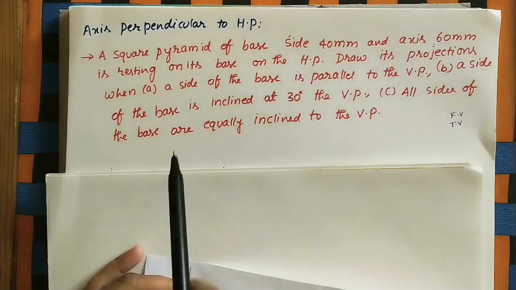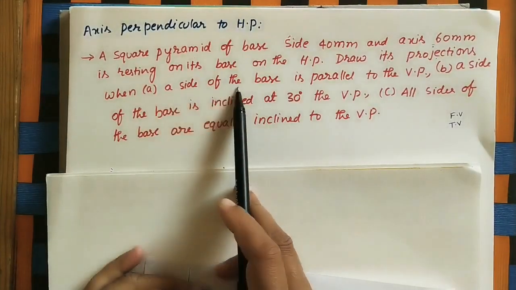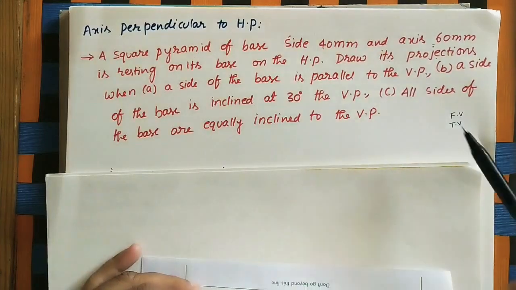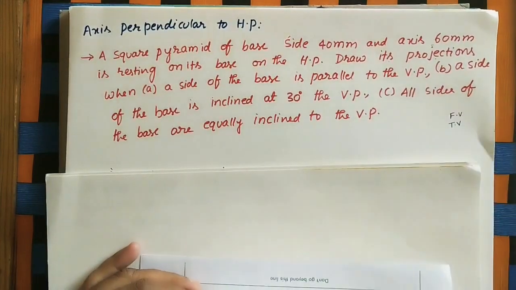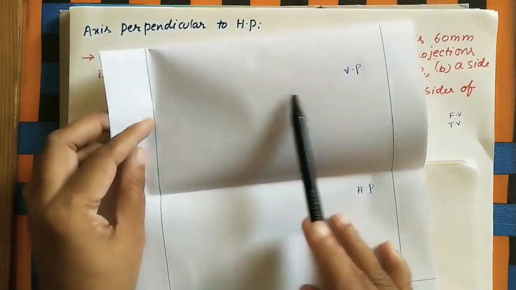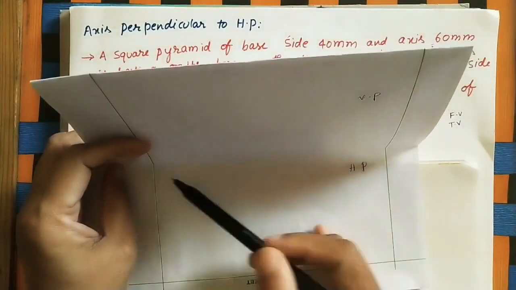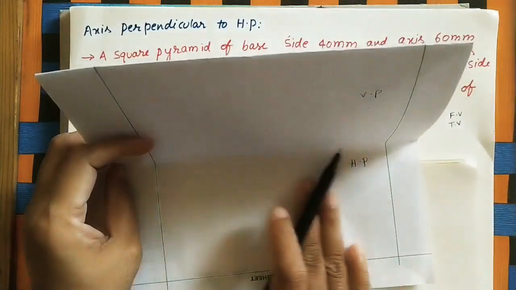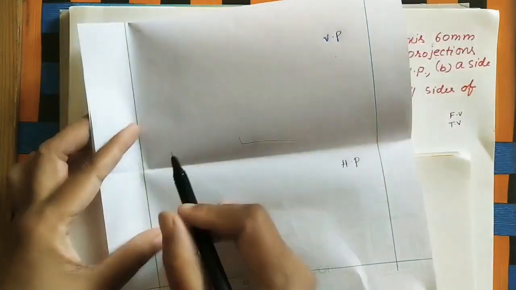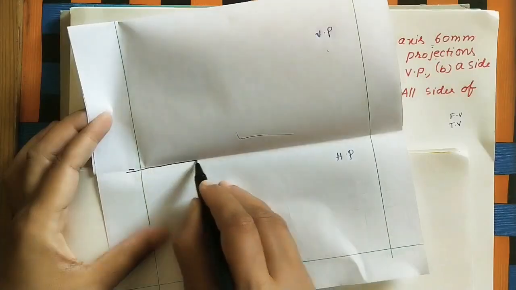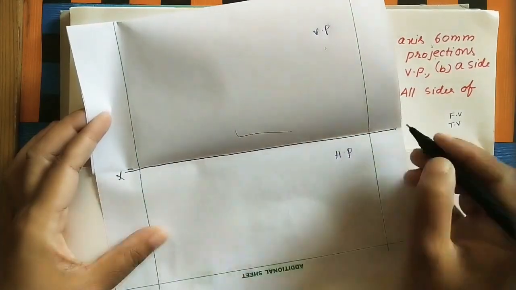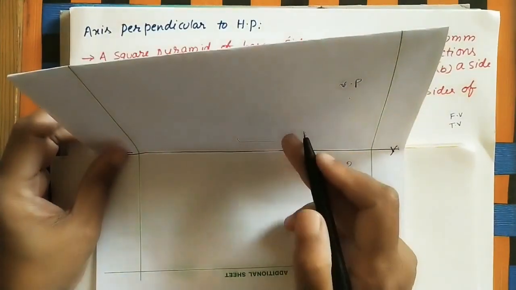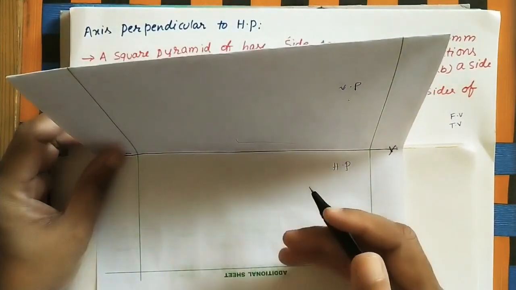In the given question, first let us take the first bit: a side of the base is parallel to the VP. First take the vertical plane. VP means vertical plane, and take the horizontal plane. Here I took the first quadrant. In the first quadrant, this is the vertical plane and this is the horizontal plane. The line joining both planes is the XY line. We are calling this XY line the reference line also. The angle between these two is 90 degrees. Both are perpendicular to each other.